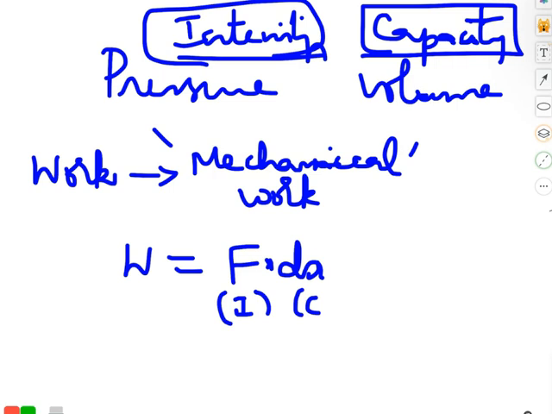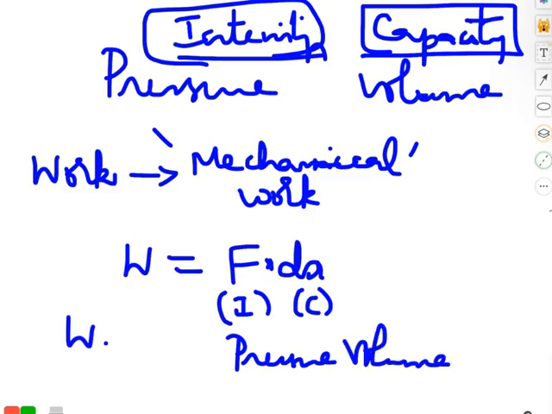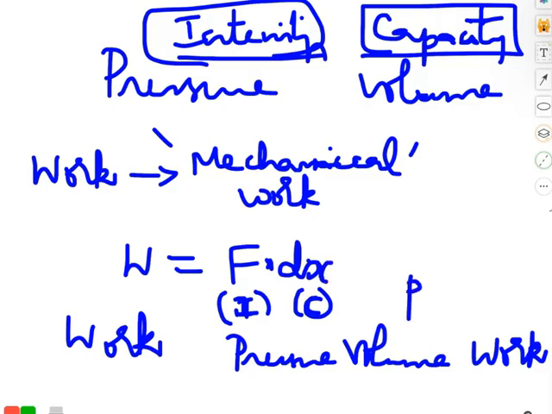Intensity refers to the pressure and capacity refers to the volume. So the work can also be called pressure volume work, because it is in terms of intensity and capacity. It is referred to as PV work: P for pressure, V for volume work.